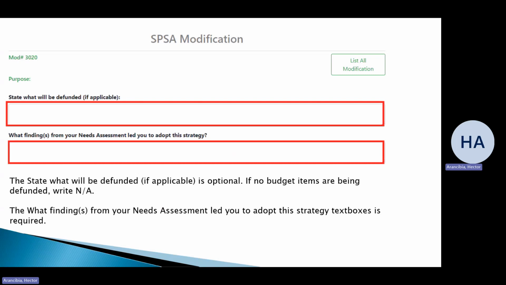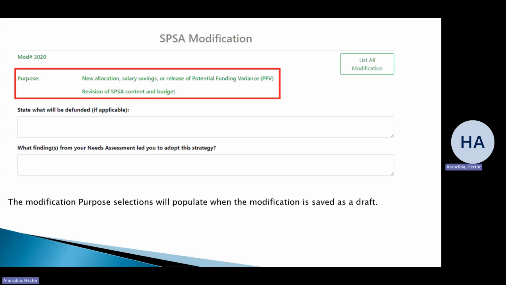And again, here's where you're going to cite data that supports the need behind creating this modification and the strategies that you're either going to create or modify as part of this modification. Now, the modification purpose that you selected will appear at the top of the modification when you save the modification as a draft.